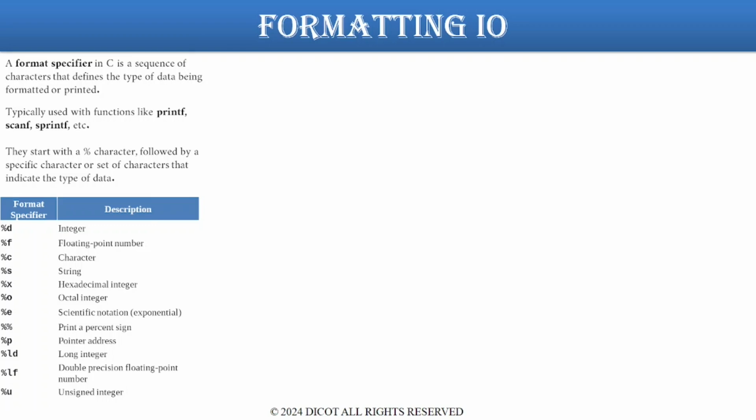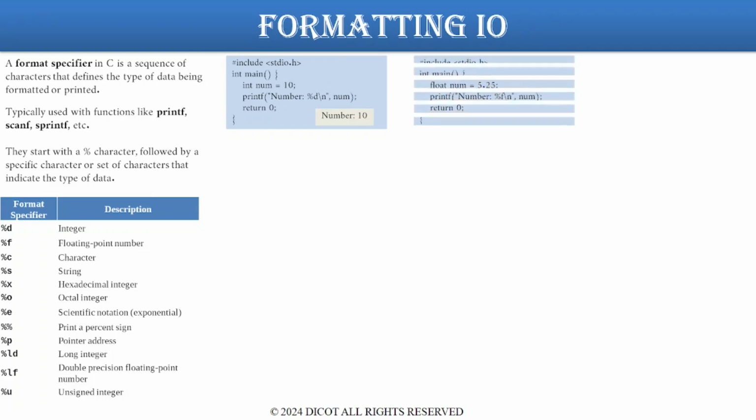So let's consider some examples. In this example, the variable num has been assigned an integer value 10. The output of this program is number 10. In this example, the variable num has been assigned a value 5.25, a float value. The output of this program is number equal to 5.25. We can observe here %f has been used to display a float.